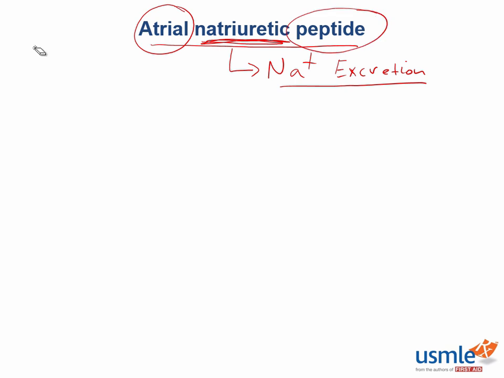So when would atrial natriuretic peptide be released? There you go, when you have increased volume or pressure within the atria. Now this increased volume and pressure lead to activation of the stretch receptors within atrial myocytes, which leads to the release of atrial natriuretic peptide.